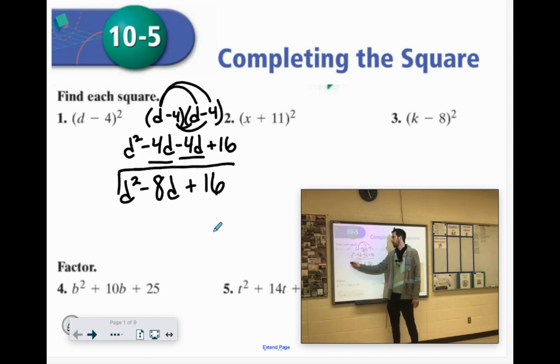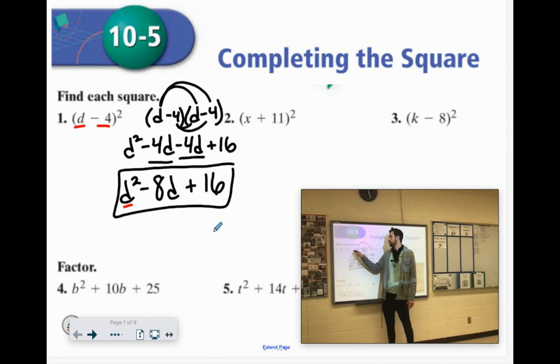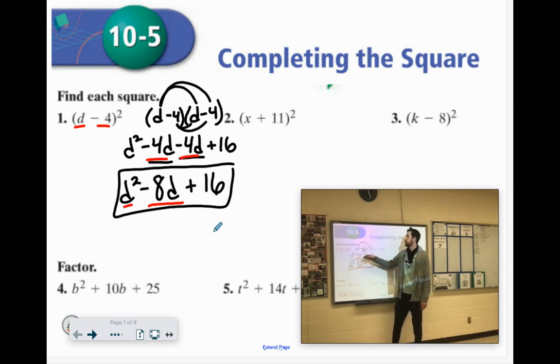So if you look, when you have these shortcuts, you square the first term, right? D times d is d squared. For the middle term, you multiply them together and then multiply by 2 because there were 2 of them. So that's where we get the negative 8d. And then you square the last term, negative 4 times negative 4 gets you that positive 16. So that's what we'll do on number 2 and 3 here.